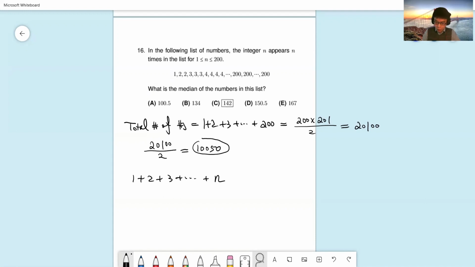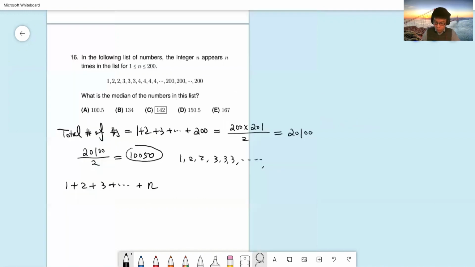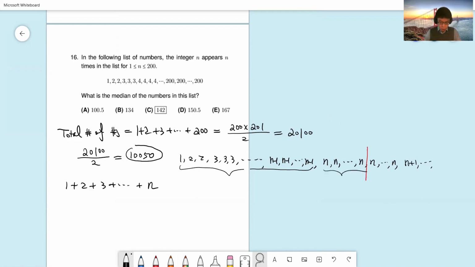Let me draw a picture. 1, 2, 2, 3, 3, 3. So n minus 1, n minus 1, n minus 1. Now suppose the median is n. The median is n. That means the middle place, suppose the middle place is here. So that means we count all numbers up to n minus 1 and some numbers of n.